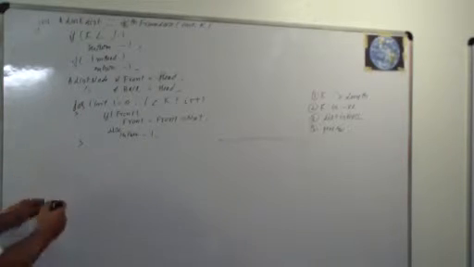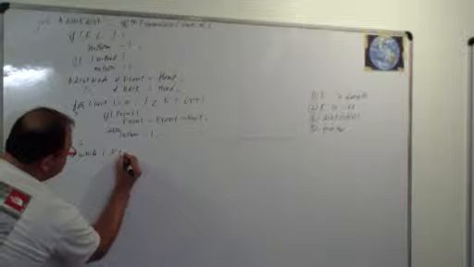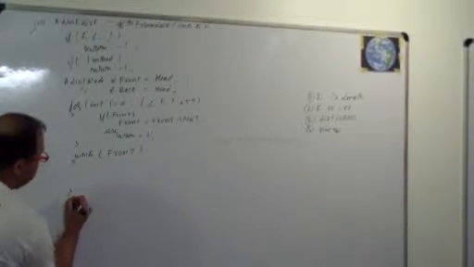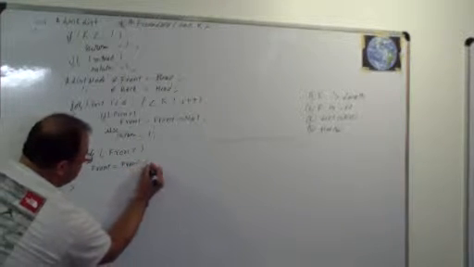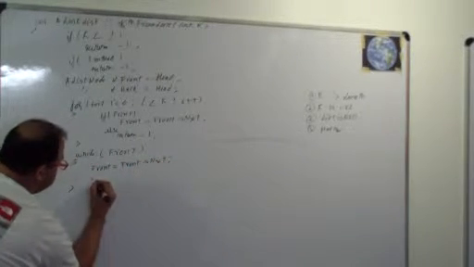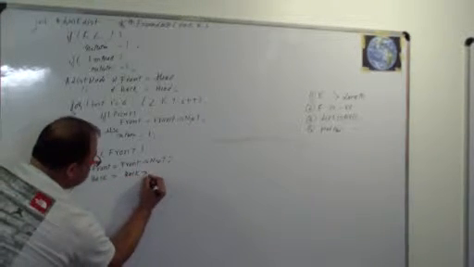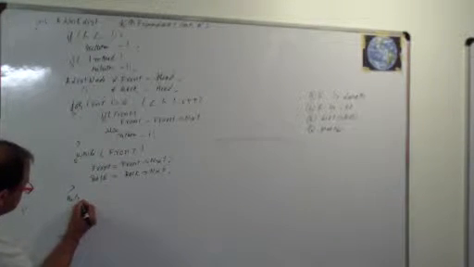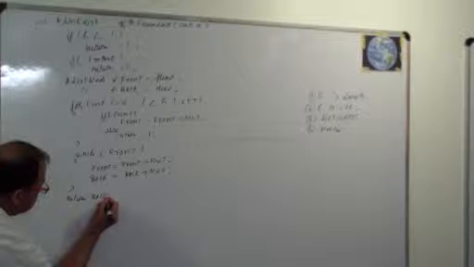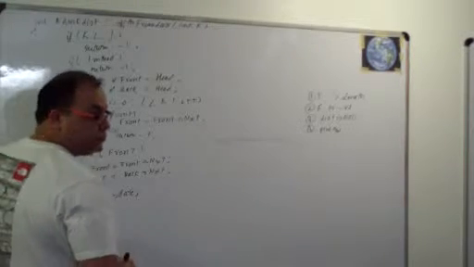After that, while front exists, front is equal to front arrow next, and back is equal to back arrow next. In the end we return back. So we are returning the back.